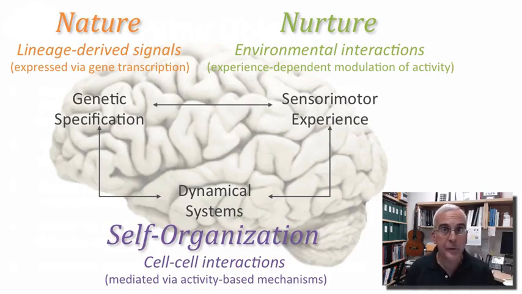Cells continue to interact with one another in a dynamical way through activity-based mechanisms, whether that activity is wholly endogenous or modulated by experience. So there's the potential for self-organization to continue to play out. And, of course, we interact with the environment through our sensory and motor systems, and this allows for these endogenous patterns of activity to be shaped by the stimuli that we encounter, the way that we actually use our body. So this would be sensory motor experience.